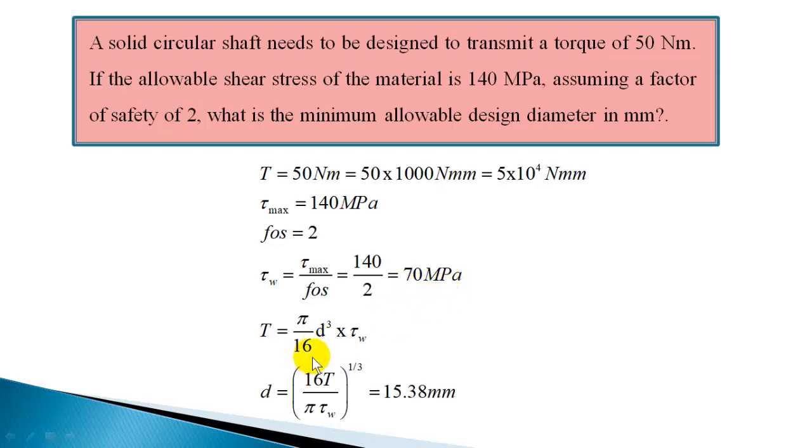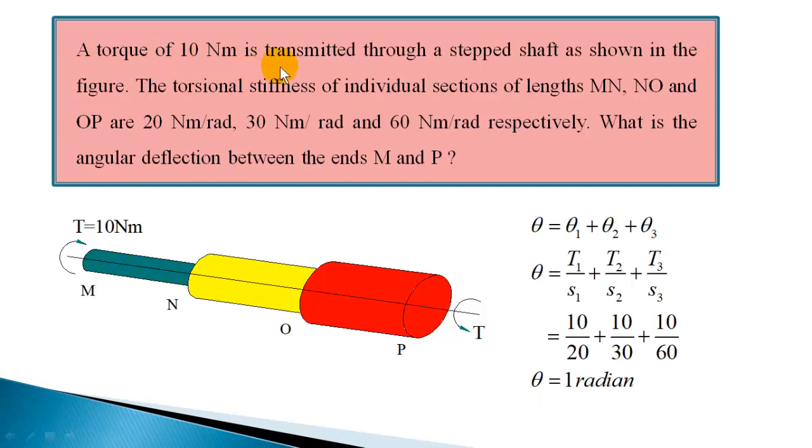So using this you can find out the diameter. Torque transmitted is pi by 16 d cube into tau max. Instead of tau max we will substitute the working stress, the maximum stress permitted. So using that you will get the diameter as 15.38 mm. So this is the minimum diameter permitted. Out of the choices, if the nearest diameter is given, say 16 mm, you can choose 16 mm. Now we'll work out the next question.